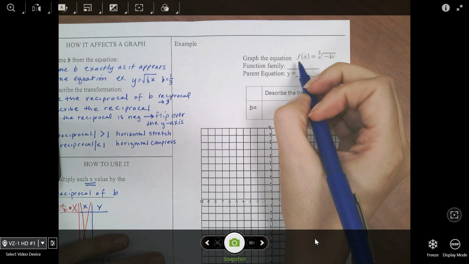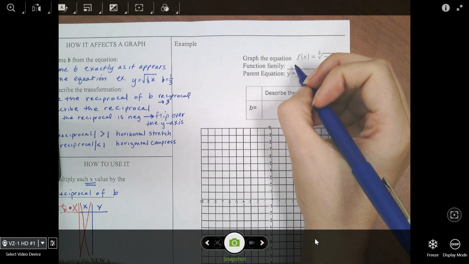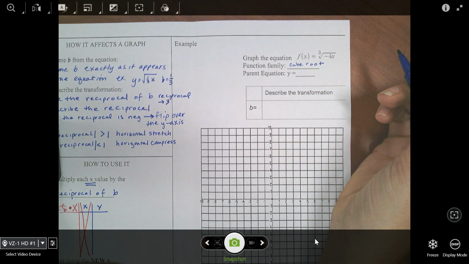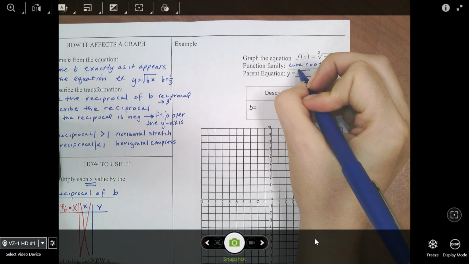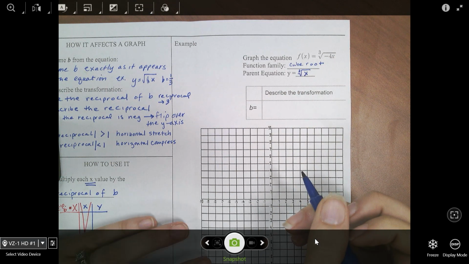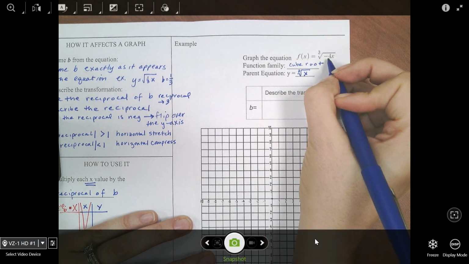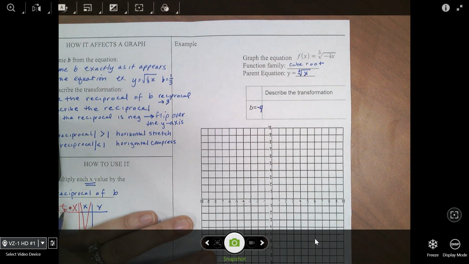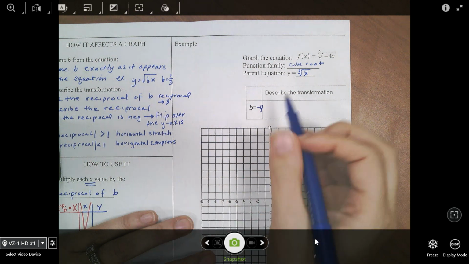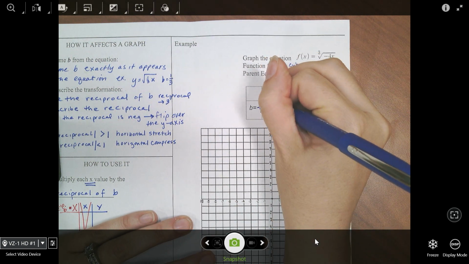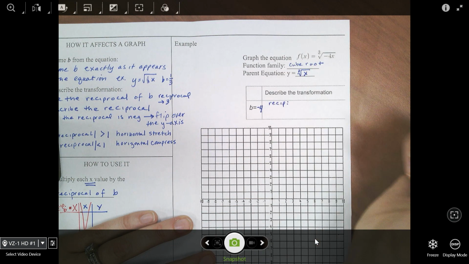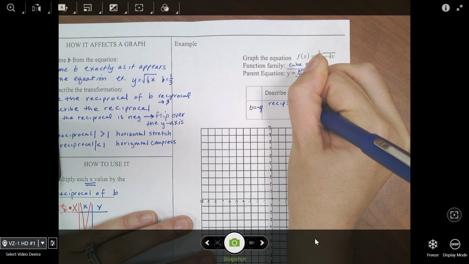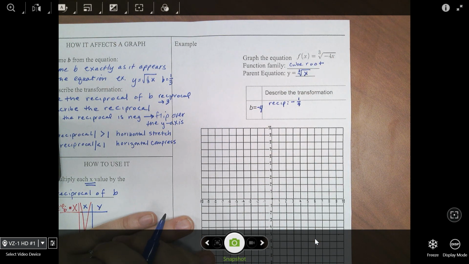So here's our equation. We've got a cube root, and my parent equation is a cube root of x. Now, this is where we're going to name B. It is exactly as it appears. So it's -4. Exactly as it appears. But before we describe the transformation, I'm going to name the reciprocal. And the reciprocal of -4 is -1/4.